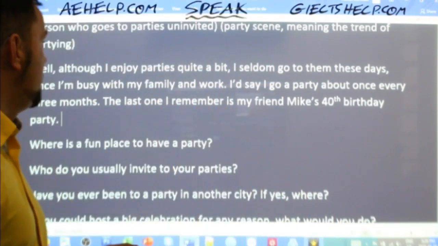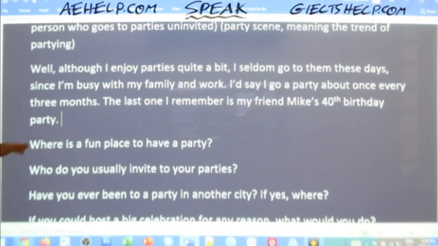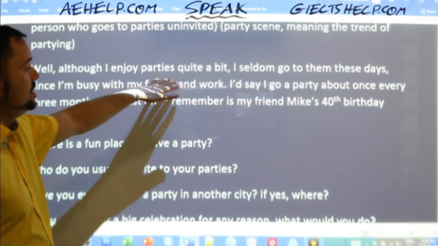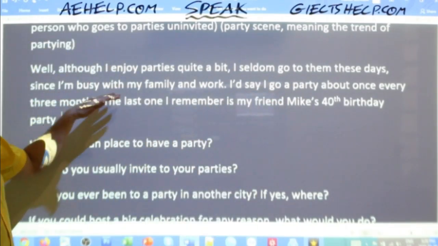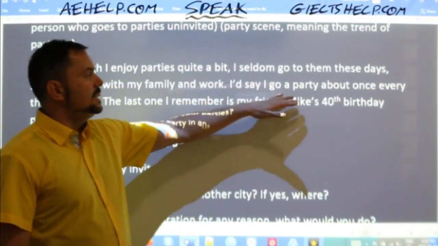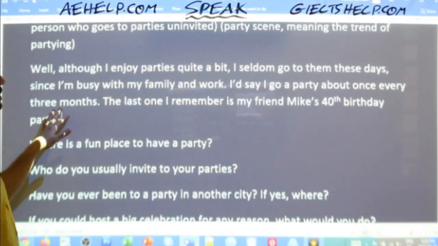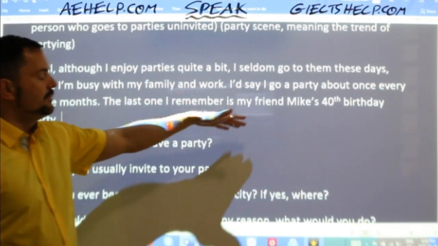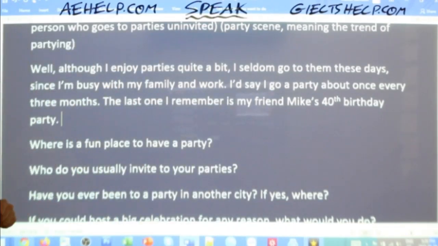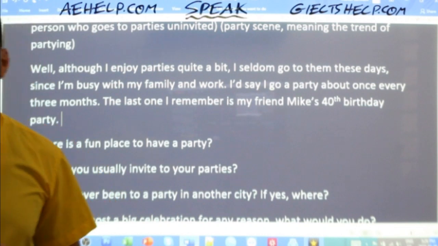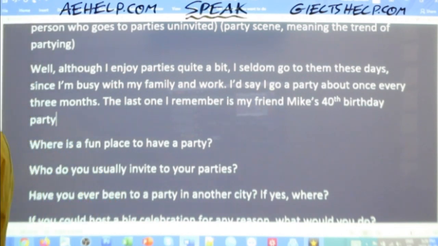Try different ways. Here is my answer. Well, although I enjoy parties quite a bit, I seldom go to them these days since I'm busy with my family and work. I'd say I go to a party about once every 3 months. The last one I remember is my friend Mike's 40th birthday party back in November. Okay, that would be a nice natural way to finish that, back in November.